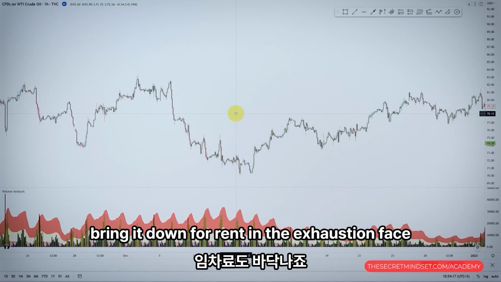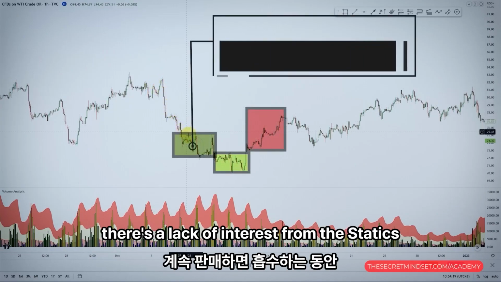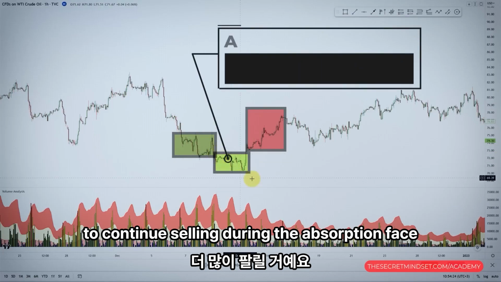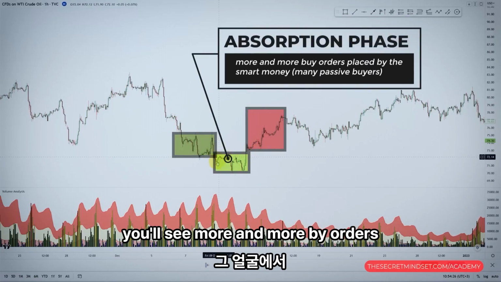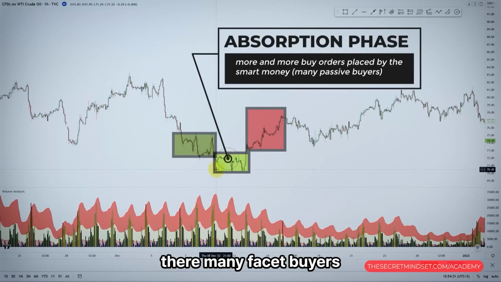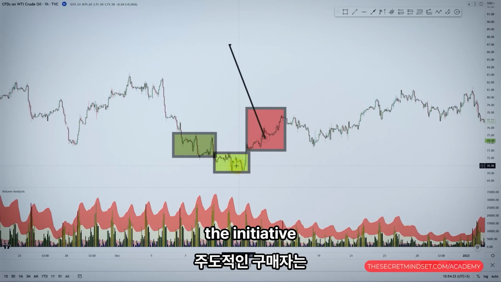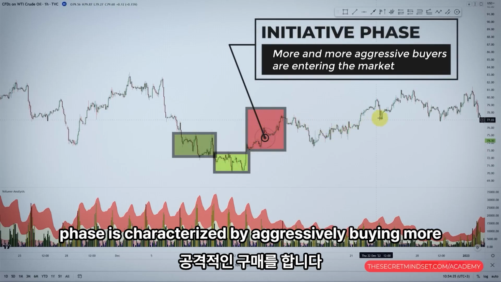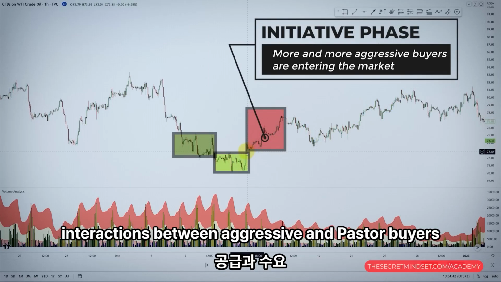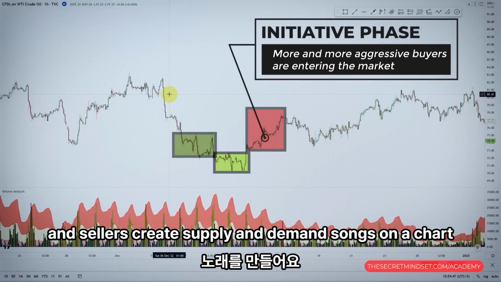During a downtrend, in the exhaustion phase, there's a lack of interest from the sellers to continue selling. During the absorption phase, you'll see more and more buy orders placed by the smart money. And during this phase, there are many passive buyers. The initiative phase is characterized by aggressive buying. More and more aggressive buyers are entering the market. And these interactions between aggressive and passive buyers and sellers create supply and demand zones on the chart.